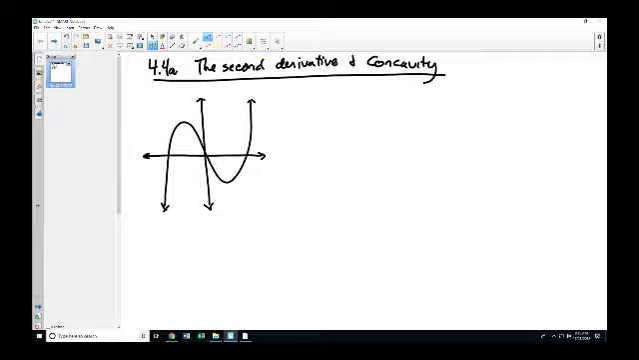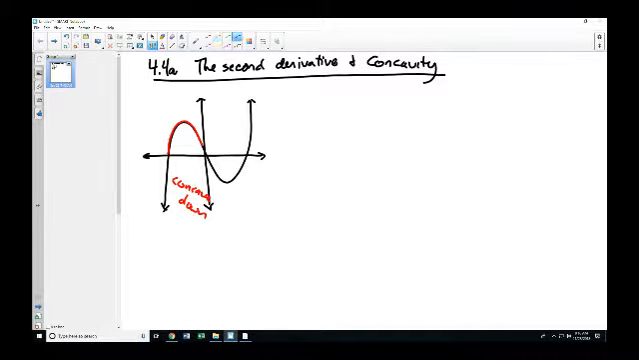So concavity, you know what concave is, right, from science? Okay, so same concept here. We have a concave shape here, right? The cave. This is concave down. So concave down. Easy enough, right?